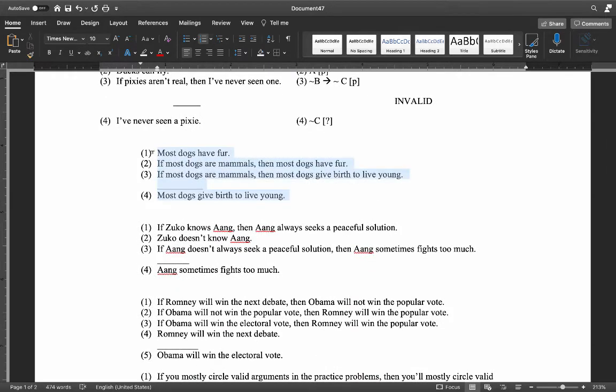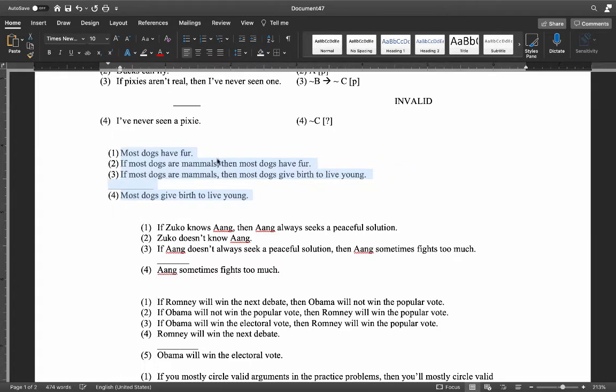Most dogs have fur. I'm just going to move this over again so we have more room. Most dogs have fur. Call that A. If most dogs are animals, then most dogs have fur. So it's saying if B, then A. Now 3 says if most dogs are mammals, so that's B again, then most dogs give birth to live young. We'll call that C. And the question is, can we get to the conclusion that most dogs give birth to live young? So does that follow?